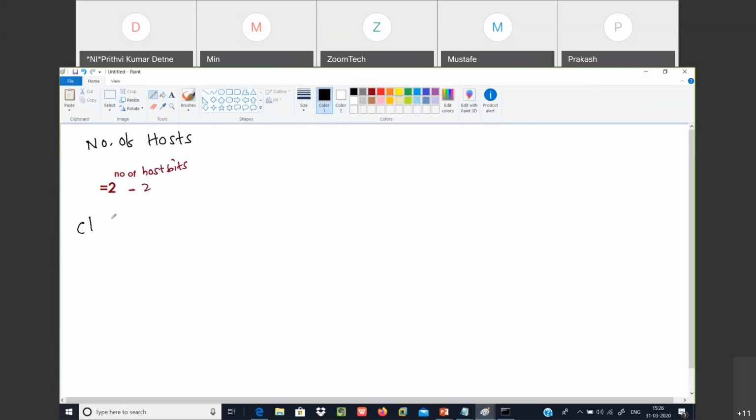First, let me calculate for class C. 2 power number of host bits in class C: 2 power 8 minus 2. 256 minus 2 is 254. What is 254? 254 are the valid hosts for each network.